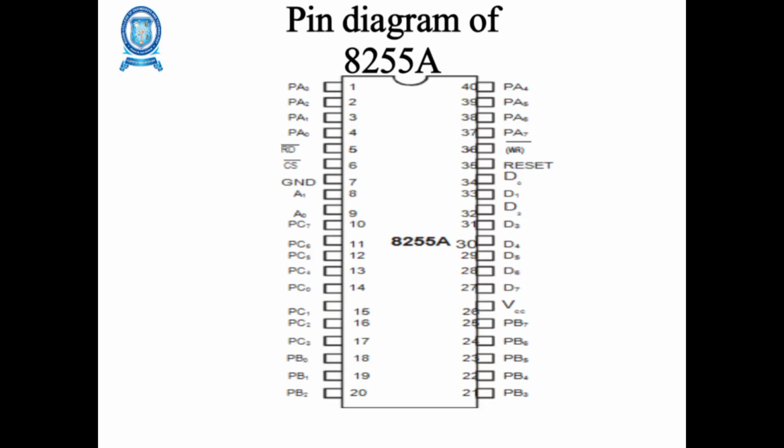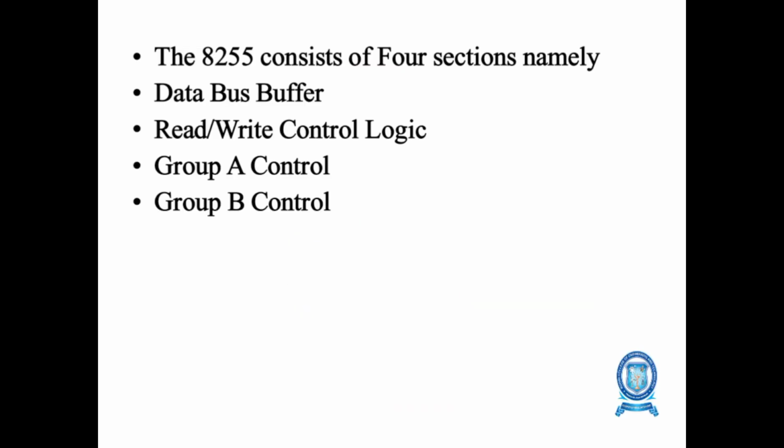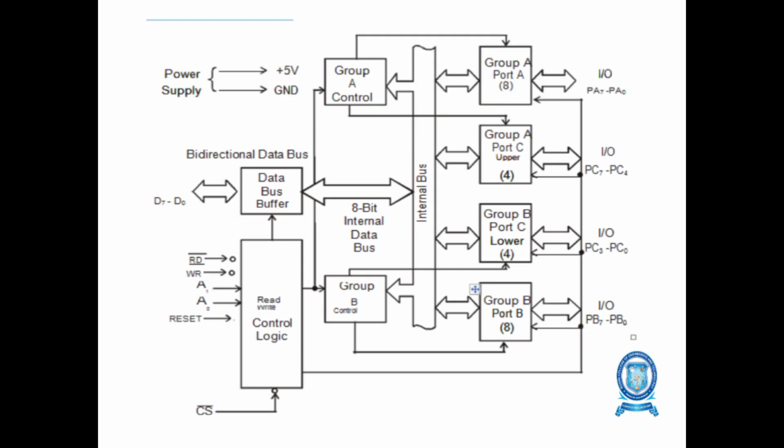Here is the pin diagram of the 8255A. It consists of a 40-pin dual in-line package, with data pins, address pins, enable pins, and PA port A pins, port B pins, port C pins, and a reset pin and supply pins. It consists of four sections, namely the data bus buffer, read and write control logic, group A control, and group B control. So this is the block diagram of the 8255.